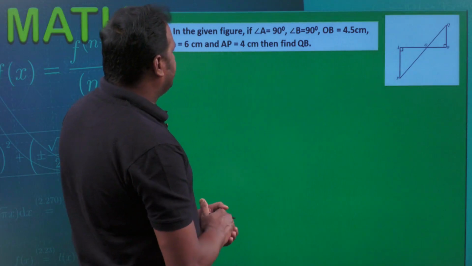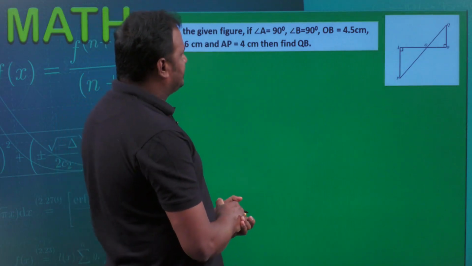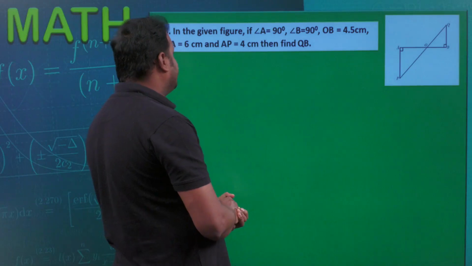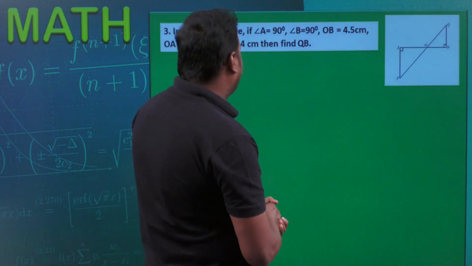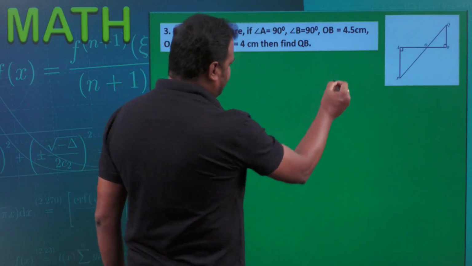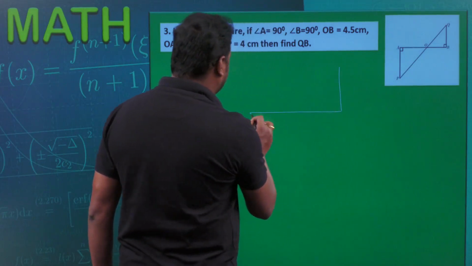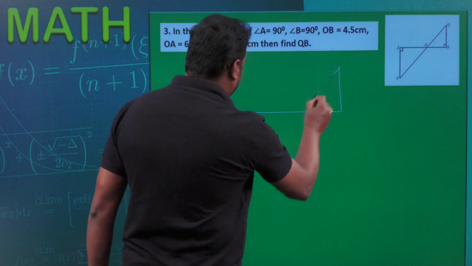In the figure, angle A is 90 degrees, angle B is also 90 degrees, OB is equal to 4.5, OA is equal to 6, and AP is equal to 4, find QB. I am going to draw it separately. Okay. See, this is the figure given.